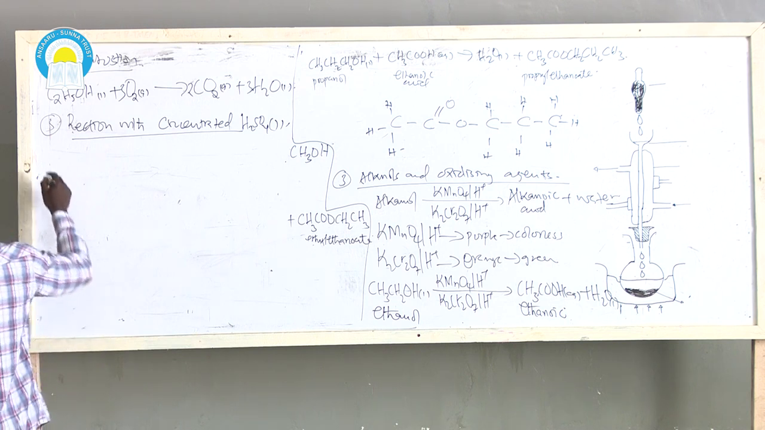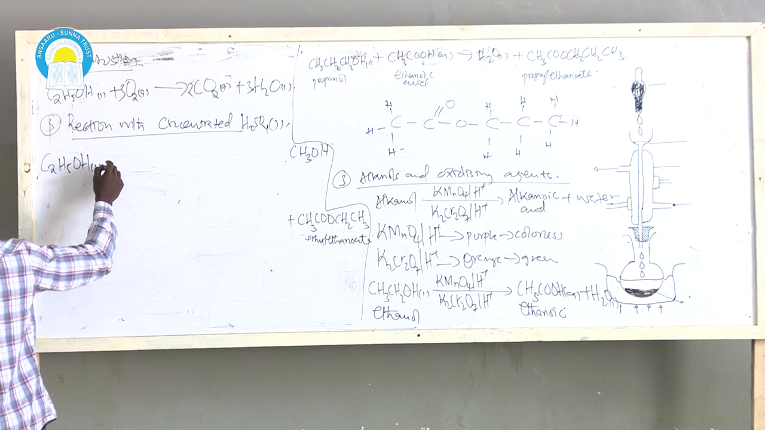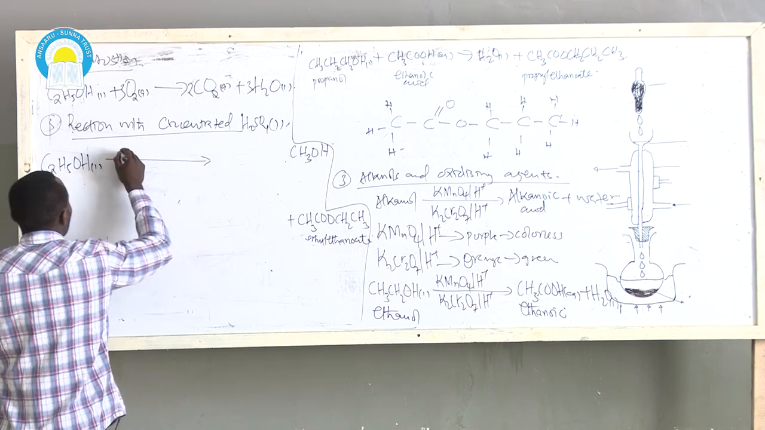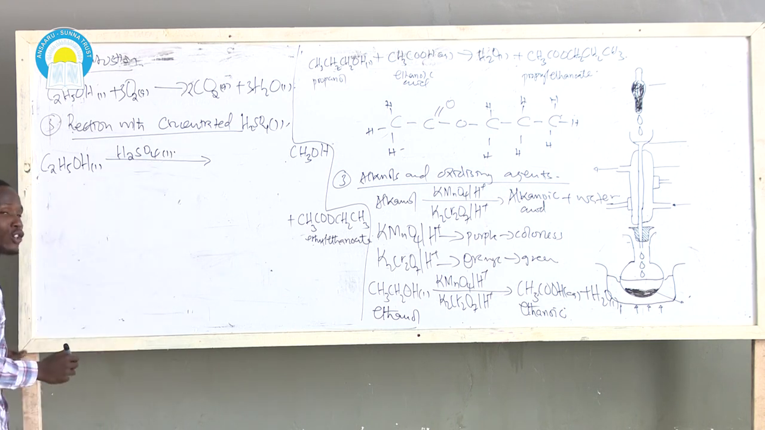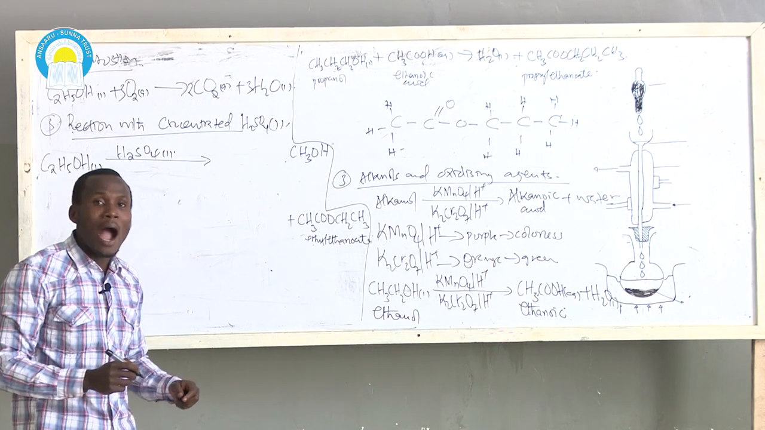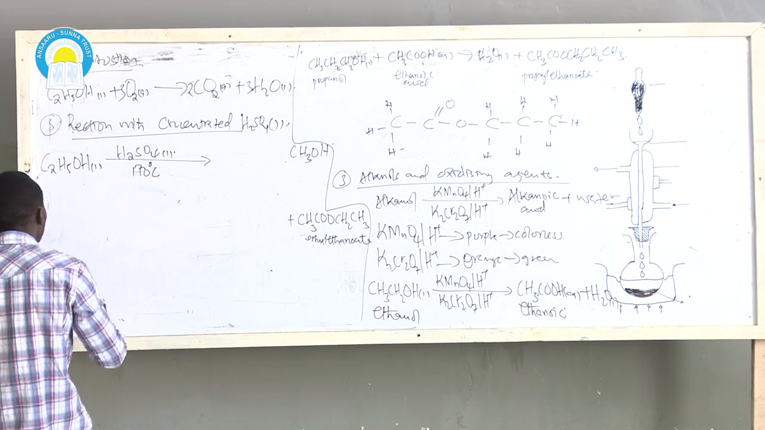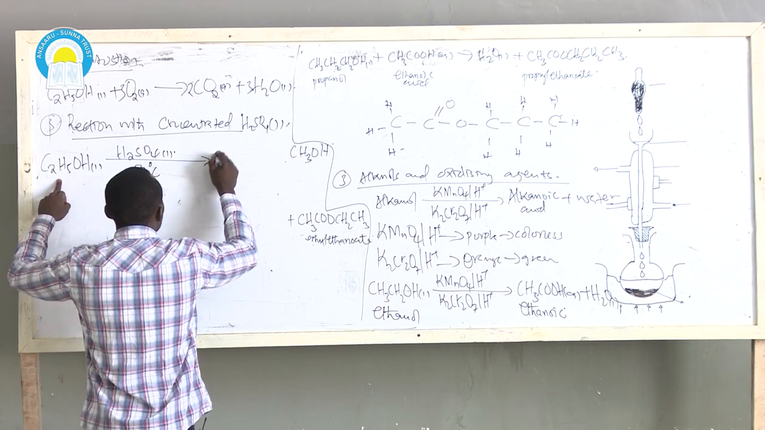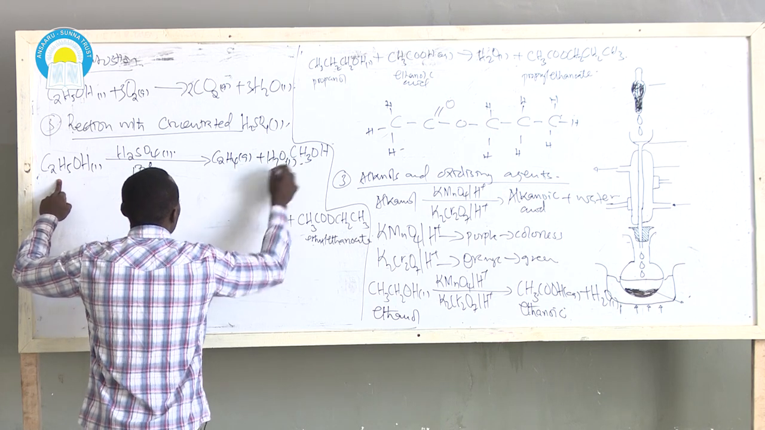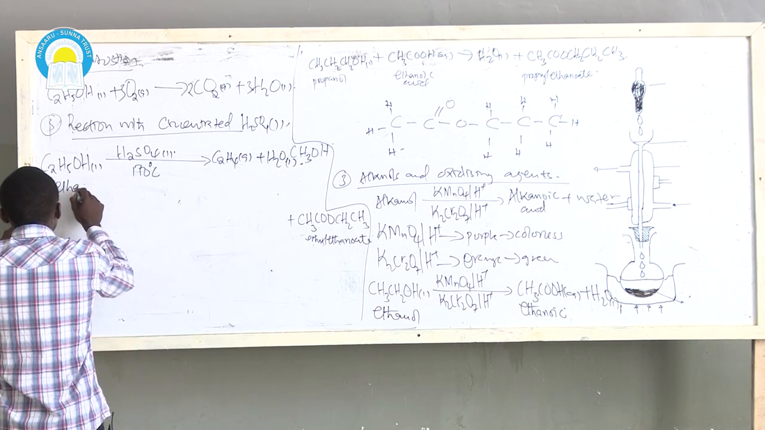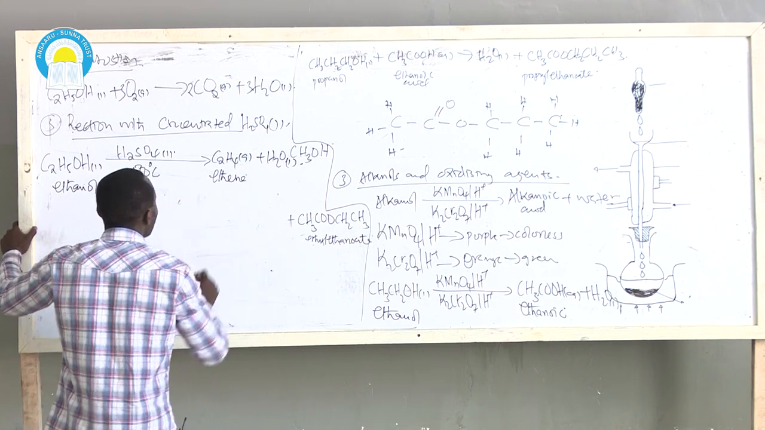For example, if we have C2H5OH, which is liquid, in the presence of concentrated sulfuric acid, H2SO4 liquid, this reaction needs to occur at a temperature above 170 degrees Celsius. Therefore, we get C2H4 gas plus H2O liquid. This is ethanol being dehydrated to what? To ethene. We get ethene gas.